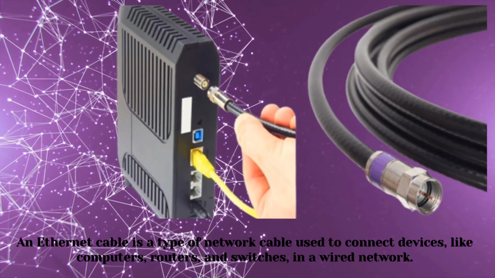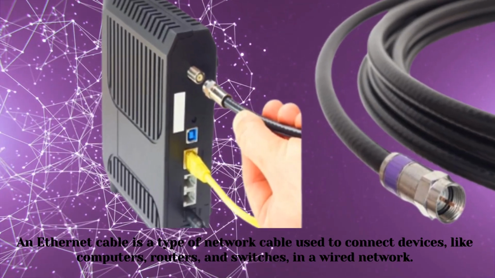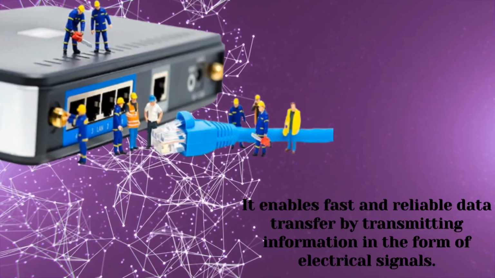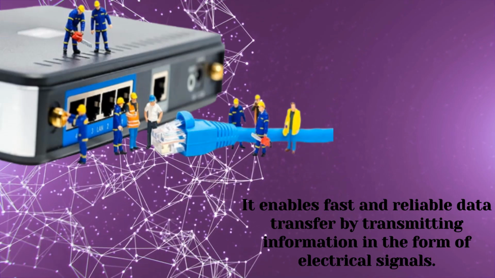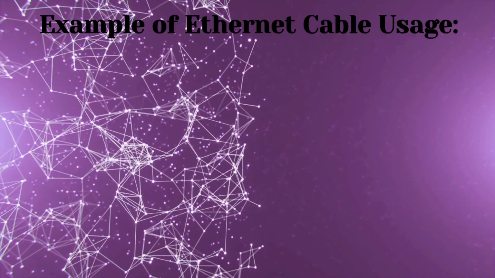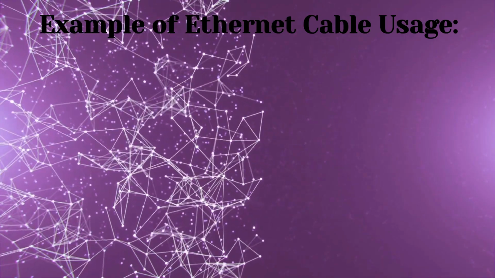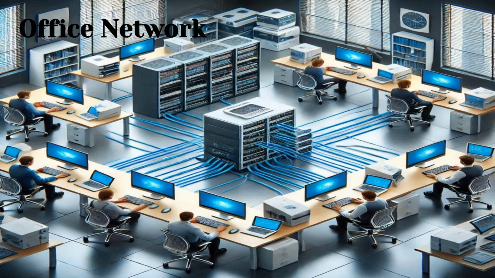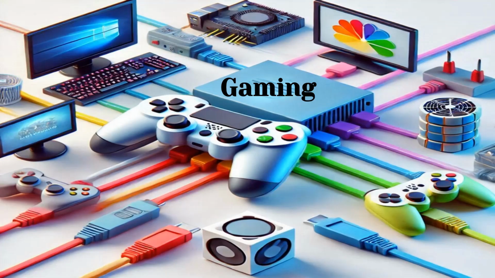An Ethernet cable is a type of network cable used to connect devices, like computers, routers, and switches, in a wired network. It enables fast and reliable data transfer by transmitting information in the form of electrical signals. Examples of Ethernet cable usage: Home network, connecting a computer to a router for a stable internet connection. Office network, linking multiple computers to a network switch for file sharing and printer access. Gaming, connecting a gaming console or PC to the internet for low-latency online gaming.